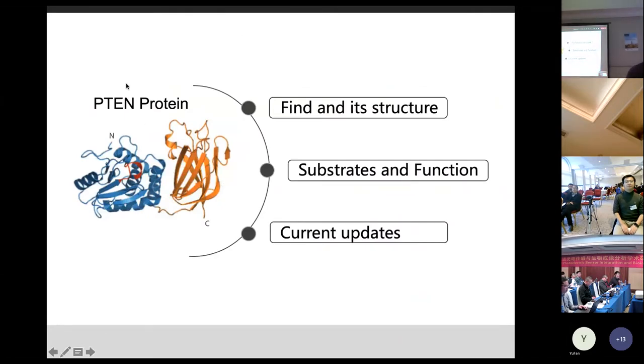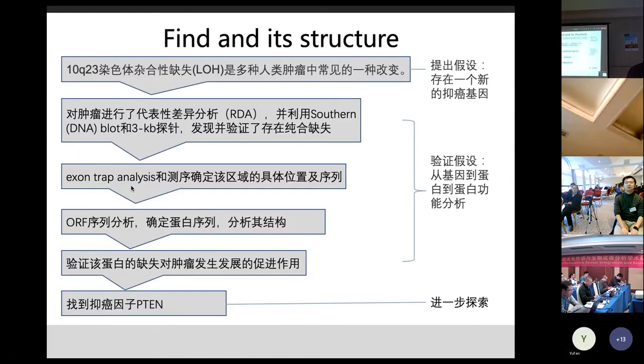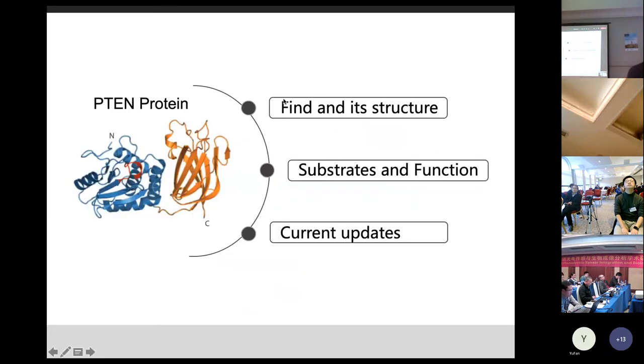Today, I will introduce another phosphatase, which is called PTEN. PTEN and SHP2 are both phosphatases, but they function differently. SHP2, as I just introduced, is a tumor promoter, and PTEN is a tumor inhibitor. Basically, PTEN functions to inhibit the tumor's progress. Today I will introduce three aspects: how PTEN was found and its structure, its substrates and function, and the current update.